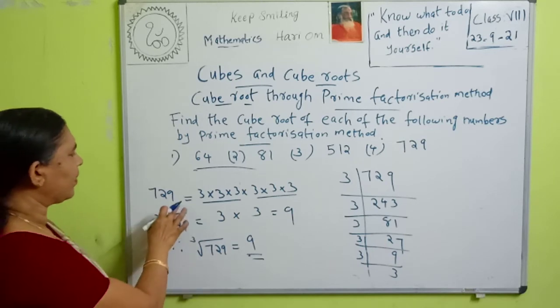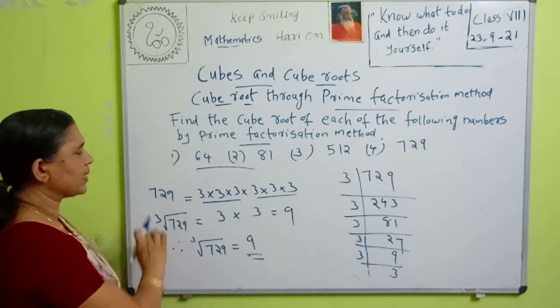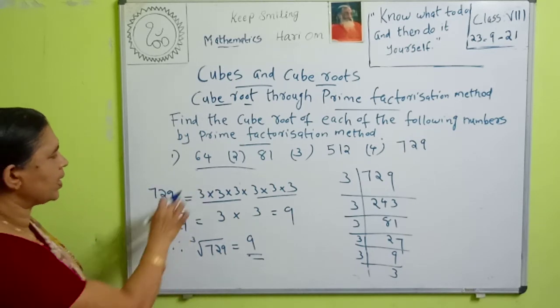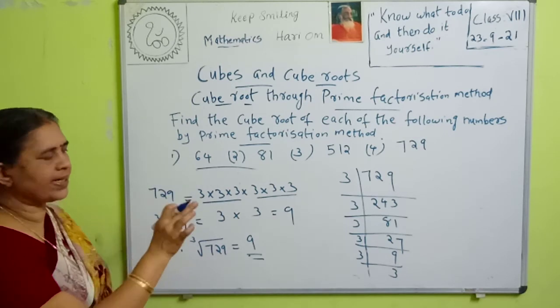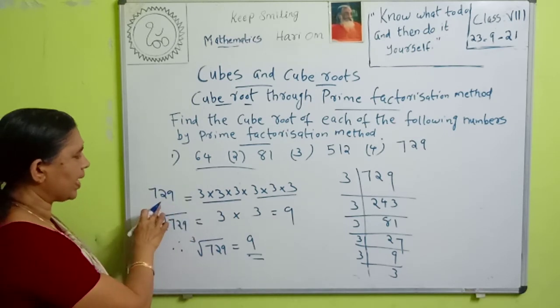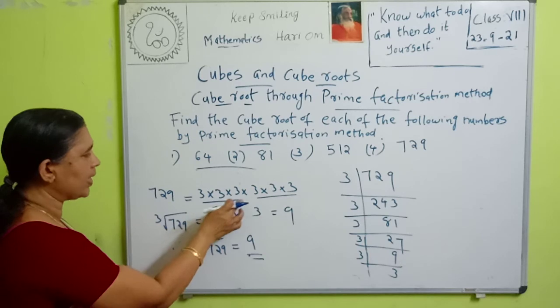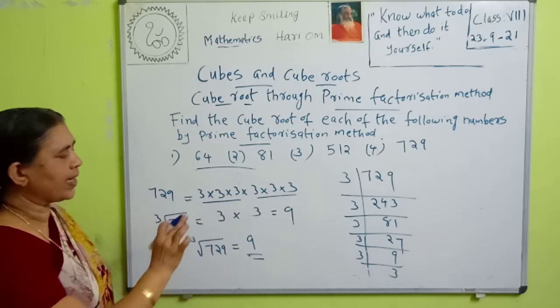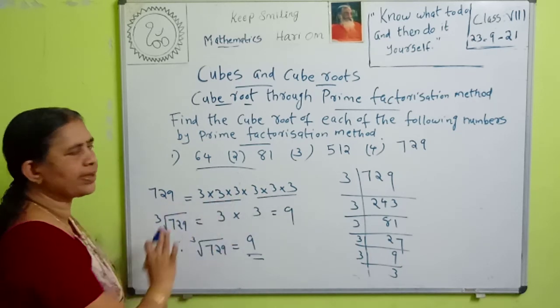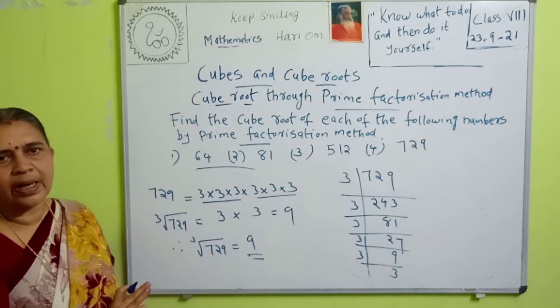Here, this number is a perfect cube. Why is this number a perfect cube? While factorizing, what do we get? 729 is equal to 3 into 3 into 3 into 3 into 3 into 3. Then we can group them into triplets. Then we can say that this number is a perfect cube.